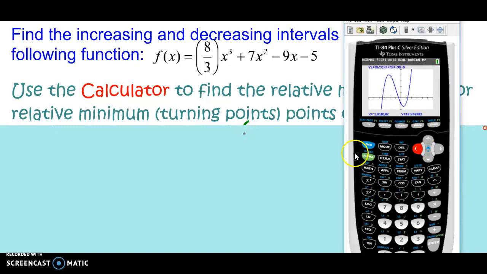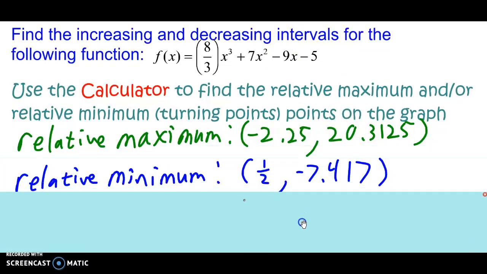I'd like to calculate something here. So I'm going to go to second, calc. This time I'm trying to find the ordered pair for the max. Again, it's asking for a left bound. So something that's to the left of that max, enter. Something that's to the right of the max, enter. And then the top part, or the maximum point. What's our guess? Enter. And our smart calculator gave us this ordered pair. So we should write those down. I already wrote those down.